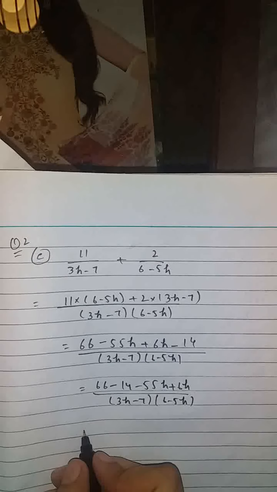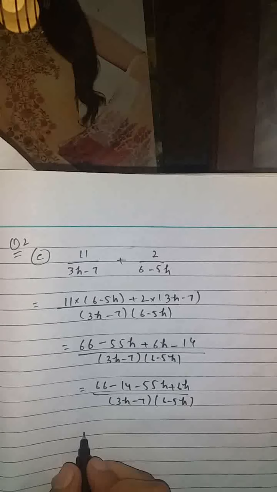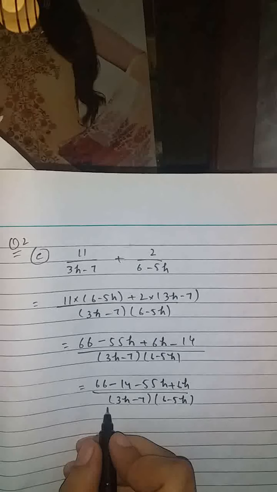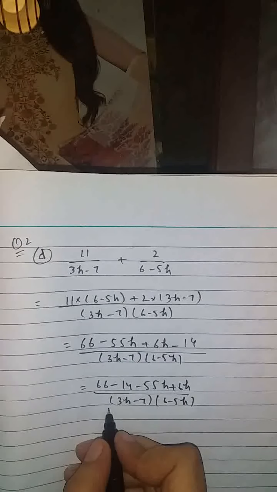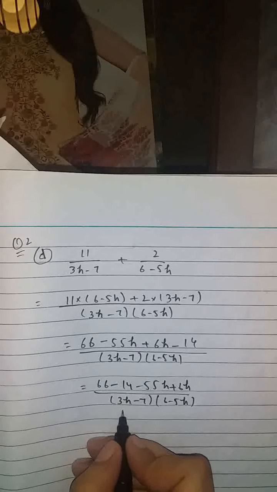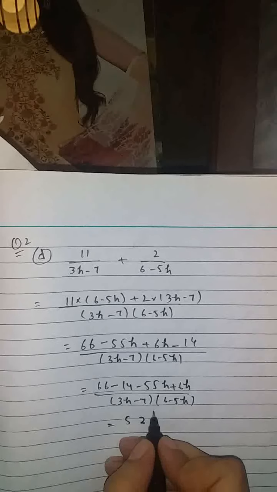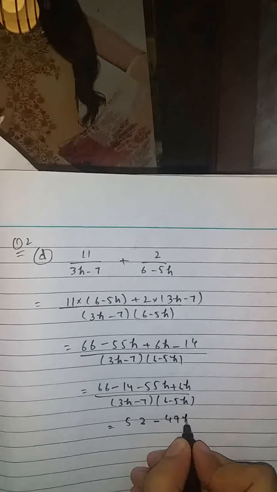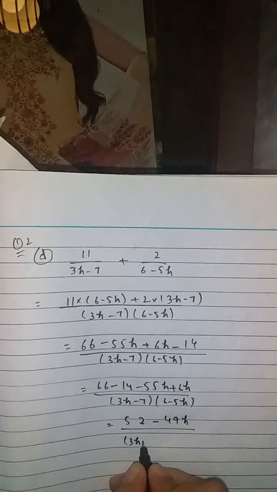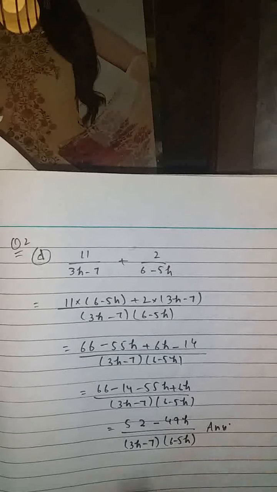Okay, after this we solve these values. When we subtract this, there is a plus sign and a minus sign. This is the E part, sorry, not the C part. When we subtract, we get 66 minus 14, which is 52, and then 55 minus 6, we get 49h, minus 49h. Divide by 3h minus 7, 6 minus 5h. This is the answer. Got it?